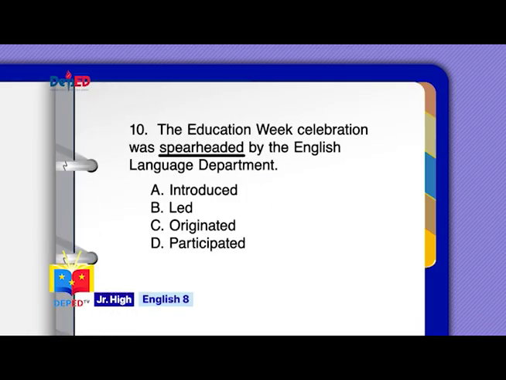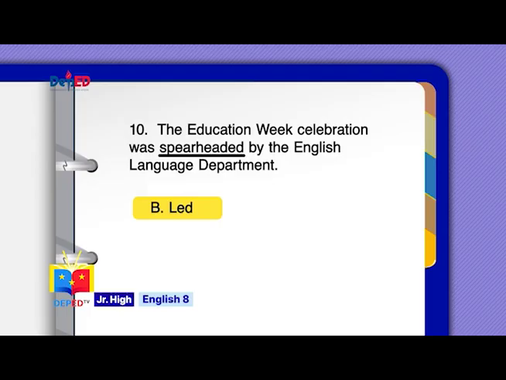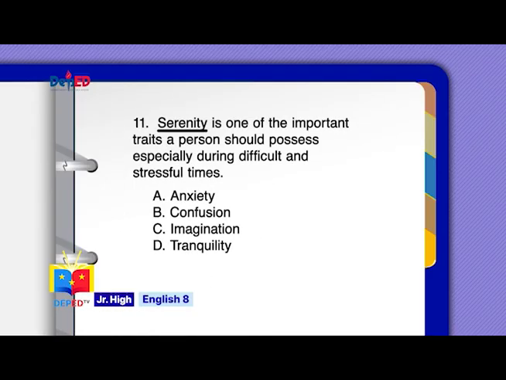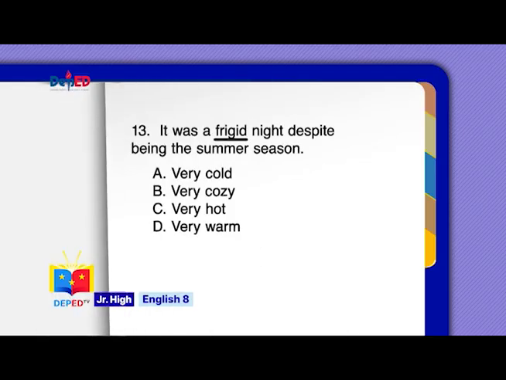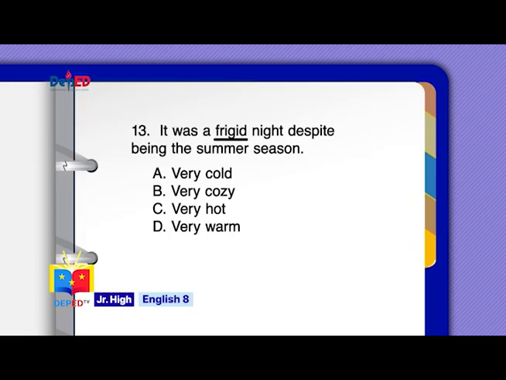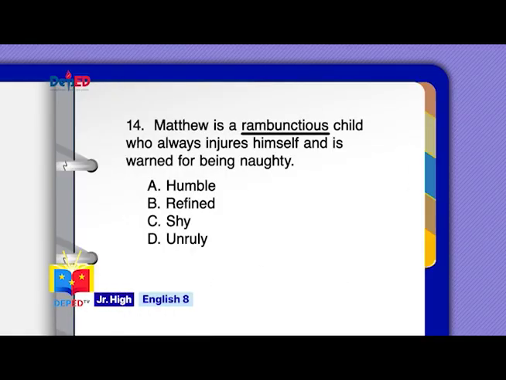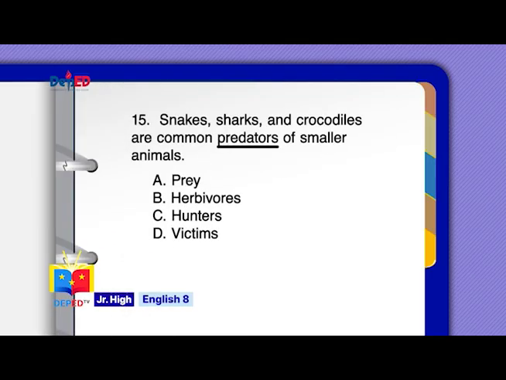Number 10. The correct answer is letter B, led. Number 11. The correct answer is letter D, tranquility. Number 12. The correct answer is letter B, difficult. Number 13. The correct answer is letter A, very cold. Number 14. The correct answer is letter D, unruly. And number 15. The correct answer is letter C, hunters.